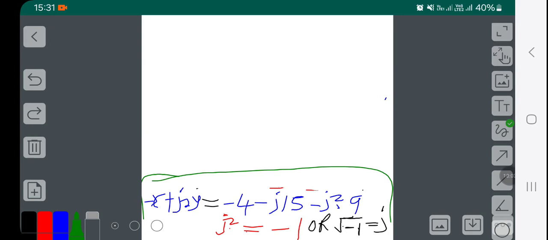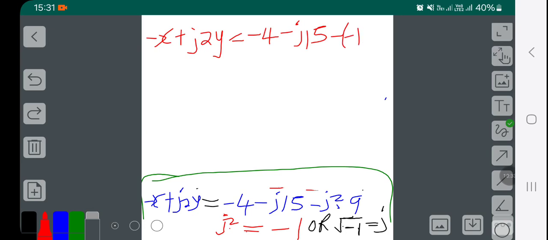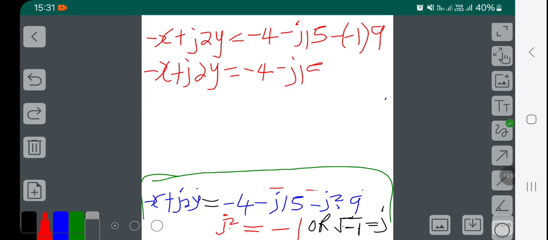Now I'm going to write the equation. So now left hand side is negative x plus j2y, equal to right hand side, which is minus 4, then minus j15. Then there's minus j squared multiplied by 9. And I said j squared is equivalent to minus 1. So I can write it as minus 1 here, then multiply by 9. So that thing is very important. You must do it. So now left hand side is negative x plus j2y equal to negative 4, then minus j15. Now here you know that negative times negative gives positive, so it will be positive 9.